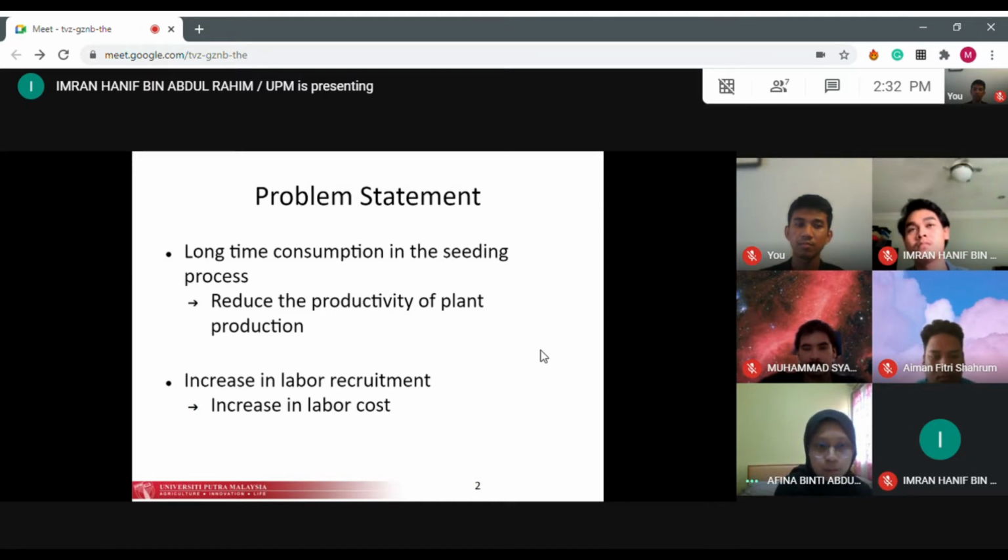The next problem statement is the increase in labor recruitment. When the seeding process is done manually, we would require more workforce to speed up the production. Thus, this will increase the labor cost in each production.